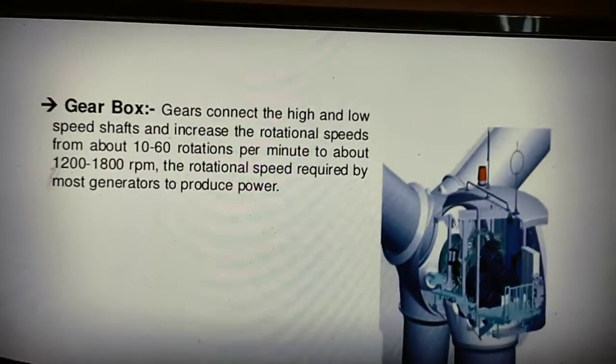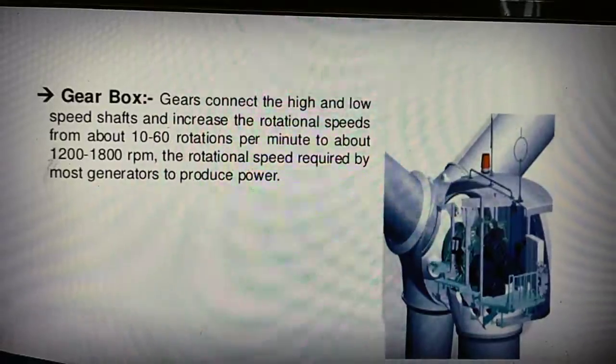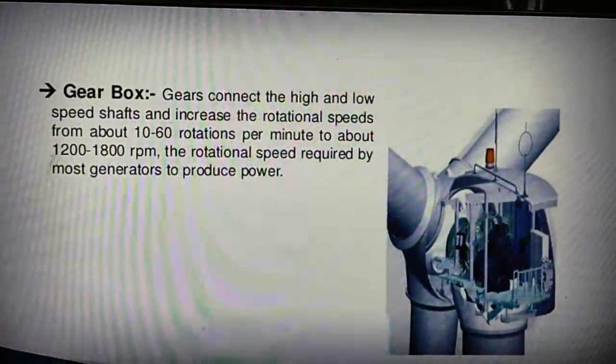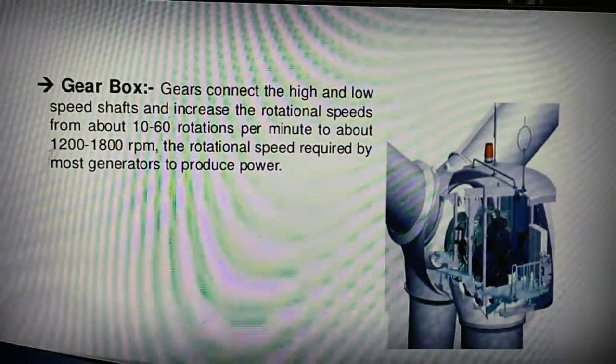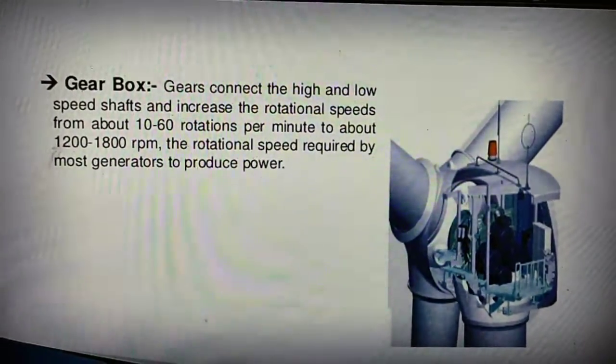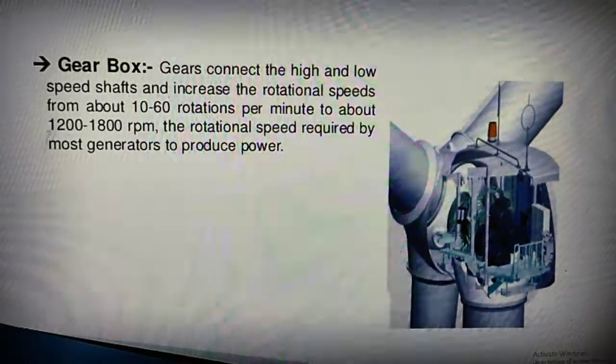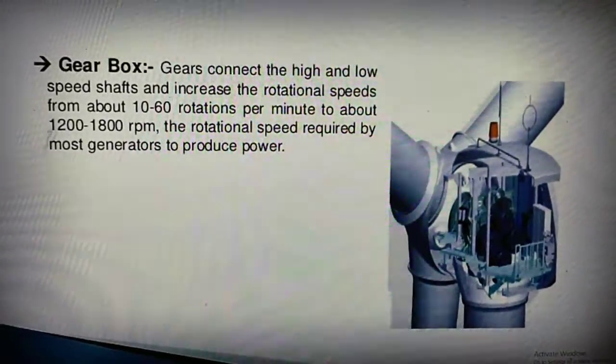Next one is the gearbox. The gearbox connects the high and low speed shafts and increases the rotational speed from about 10 to 60 rotations per minute to about 1200 to 1800 rotations per minute, the rotational speed required by most generators to produce power.